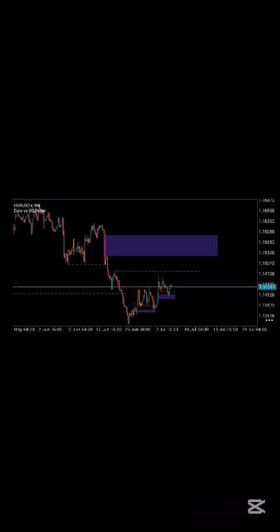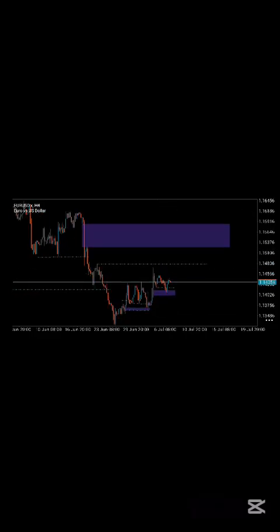So after we got this break of structure to the downside, we can see that the market left a very huge imbalance around this zone, and I'm anticipating that the market might either retrace back to fill this fair value gap here, or this one, and react from this order block. But I'm anticipating that this sell side liquidity must be taken out. So I'm trying to get some counter trend to this zone around here.